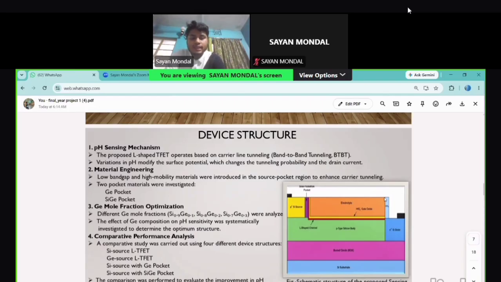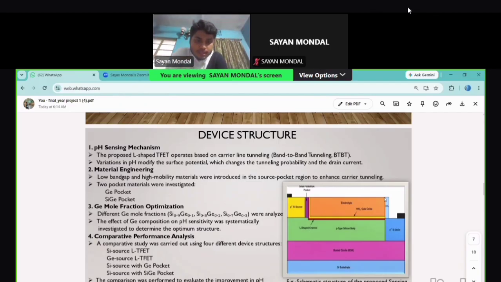And third, that red portion is the L-shaped channel. Why did we use an L-shaped channel? Because the L-shaped channel geometrically increases the tunneling area and provides stronger electrostatic control over the source-channel junction. This enhances carrier tunneling and improves the overall sensing performance. And then that yellow portion is the HfO2 gate oxide. Above the channel we used HfO2 gate oxide because HfO2 is a high-k dielectric material and it provides stronger gate coupling, improves the channel control and increases the sensitivity of the sensor.